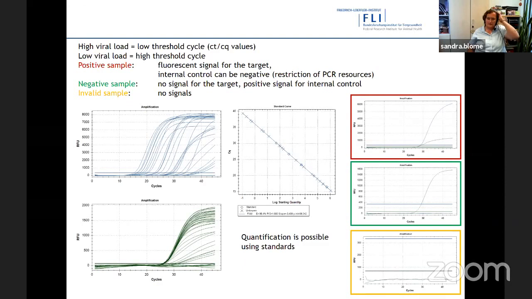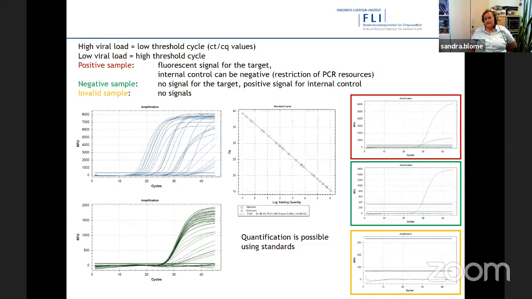I just put it as a panel on the right side. You see the red one is the positive one, with the blue curve for the target and a green curve for the control. So both worked in this case. Then you have the green box over there. There you only have the internal control, no target, it's a negative sample. And you have one with just baseline calling. This is an invalid sample. It could be inhibitors, it could be that you made a mistake, but this one is invalid.